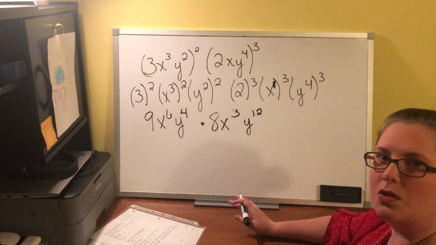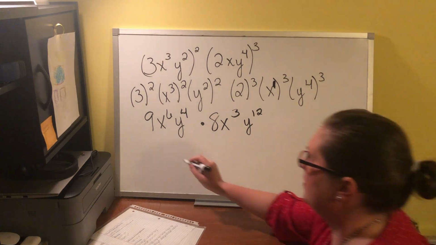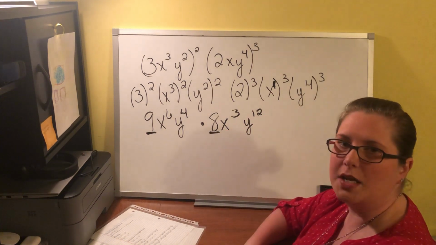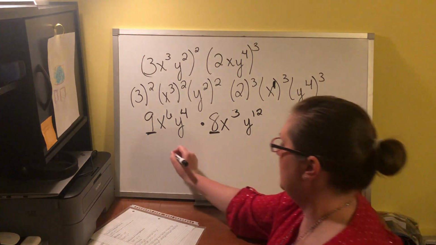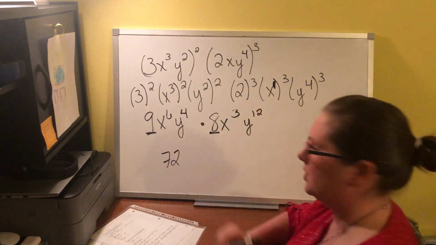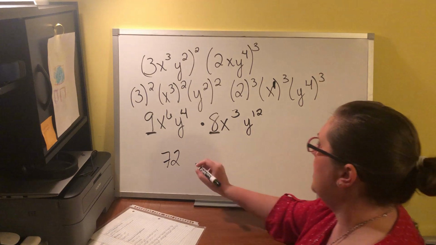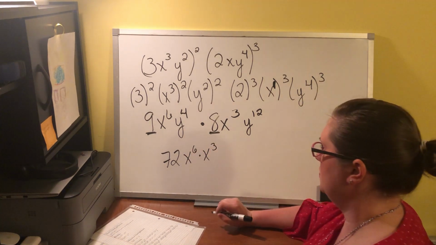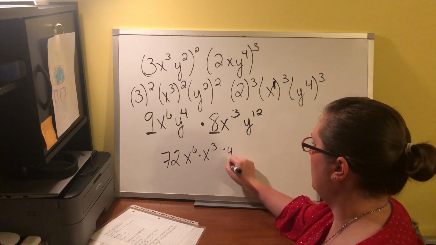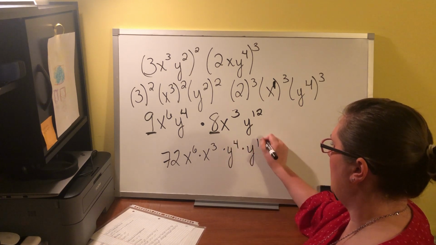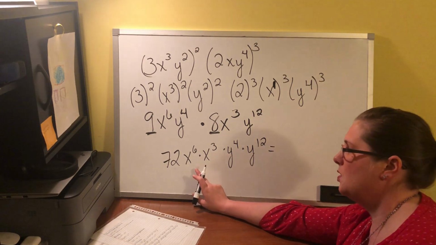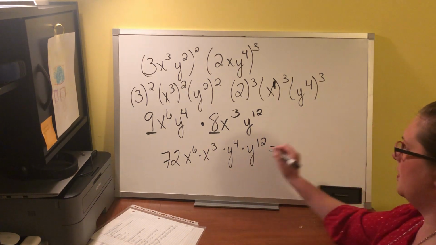From here, we have a little bit more work to do. This is multiplying. So remember, multiplying numbers doesn't change, okay? So you're doing 9 times 8. Well, that gives us 72, okay? We know how to do that. Now I have x to the 6 times x cubed, okay? And I also have y to the 4th times y to the 12th. So I need to apply our other rules, right? When you're multiplying and you have the same base, add the exponents.